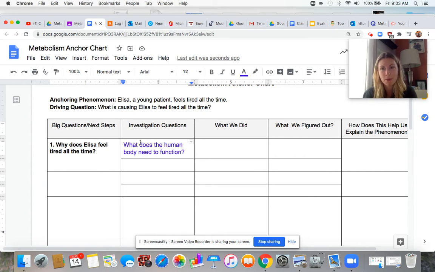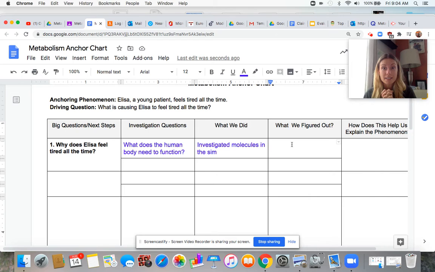All right, did you remember that we worked in the simulator to see what our body needs to function correctly? So I'm just going to jot that down here. We investigated molecules in the sim. Go ahead and pause the video, and I want you to think, what did we figure out when we were investigating those molecules in the sim?